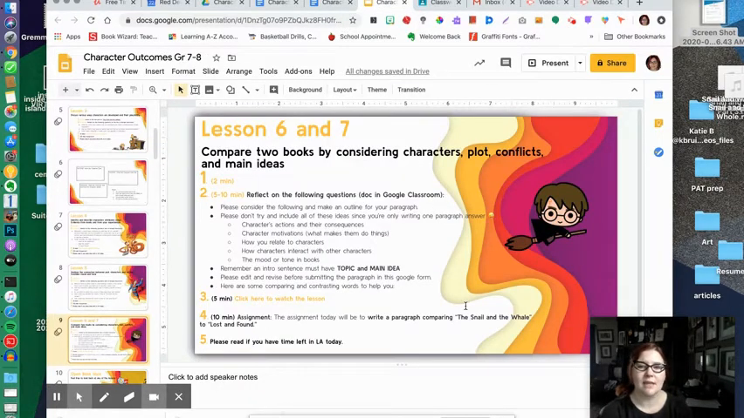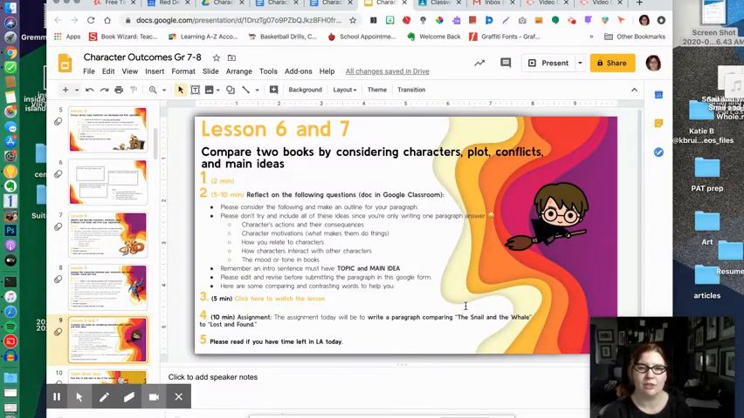Okay, here are some ideas for what you could base your paragraph on. Probably if you were to try and include all of these ideas, you would end up with an essay. So remember, I want one good paragraph with a really strong introductory sentence and everything being about that same topic and main idea. So you could write about characters' actions and their consequences.